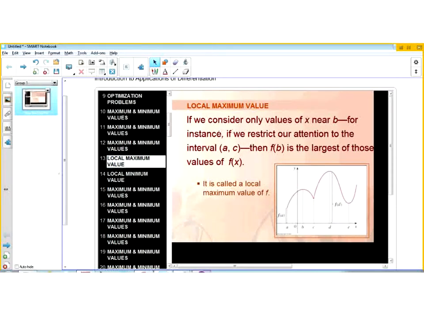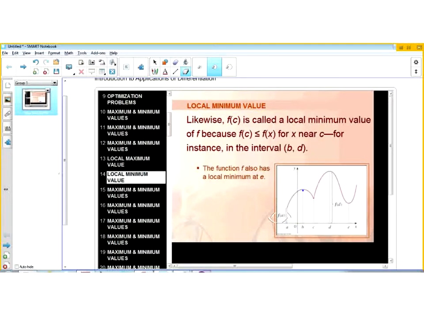So like we said, if we consider only values of x near b, in this case in the neighborhood of b, A to C. So in this case, what the note is saying, if you only consider this interval A to C, then f of b is the largest of those. And so this is a local maximum, like we said. Okay, so local maximums, local minimums. So here's the technical note for local minimum, as we just discussed.